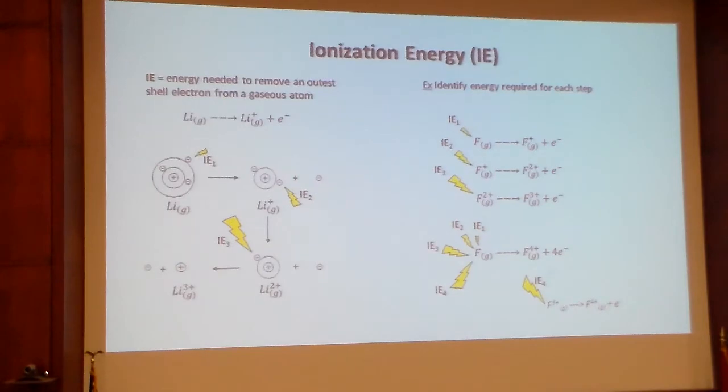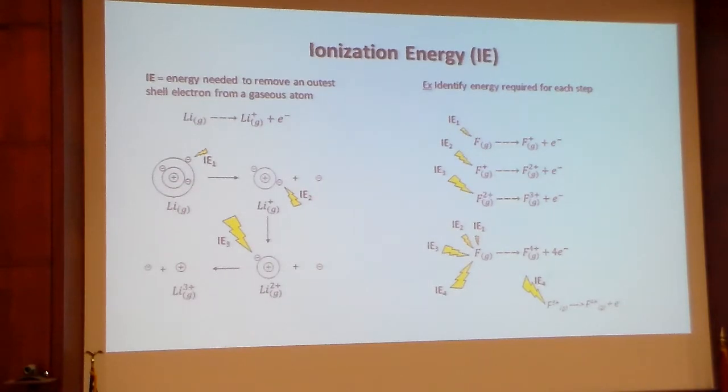So we call this IE associated with this equation IE1 plus 2 plus 3 plus 4. We need all of them to remove 4 electrons.